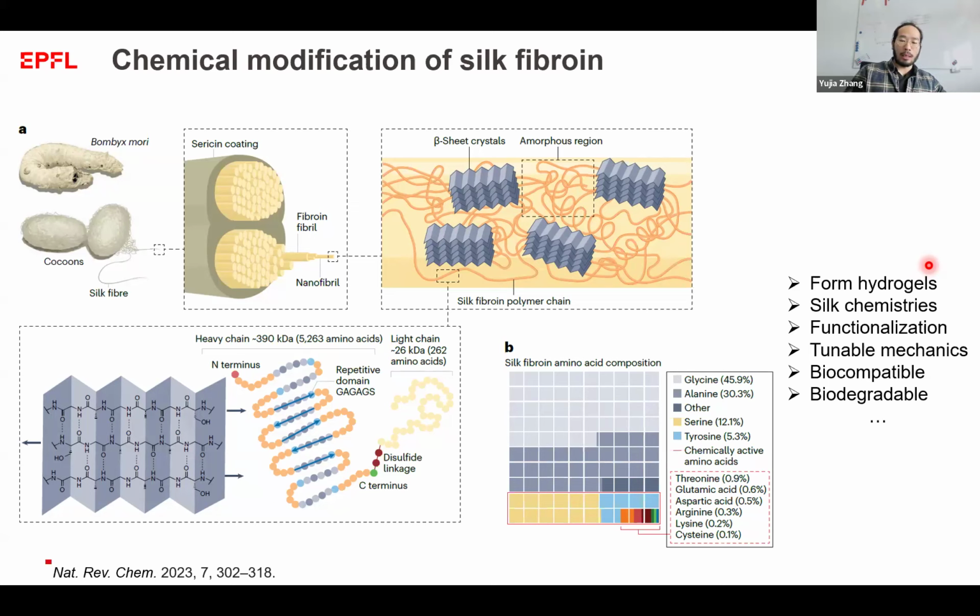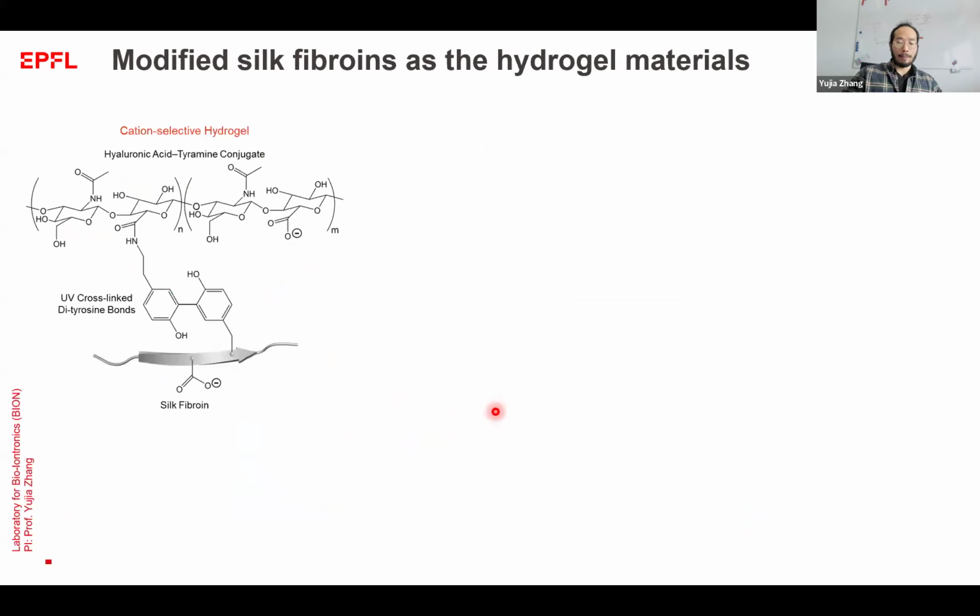Silk fibroin has many different benefits. It is biocompatible and a natural polymer, but most of all, it has a rich composition of amino acids, which can be used to achieve further chemical modifications. In this case, we first link the silk fibroin, which is at the bottom, with a hyaluronic acid conjugate, which is very negatively charged, and therefore we can create this cation selective silk fibroin hydrogel.